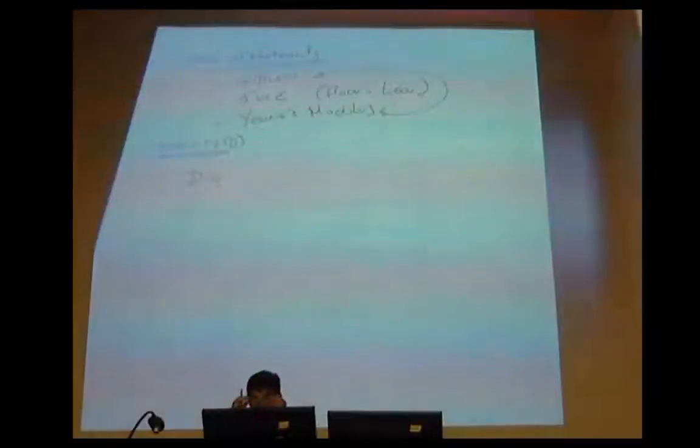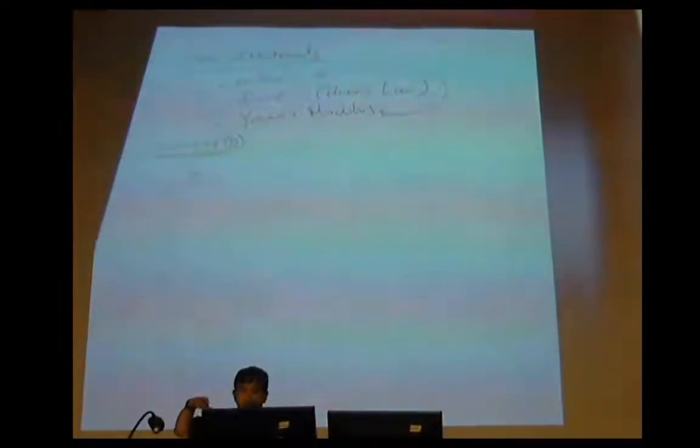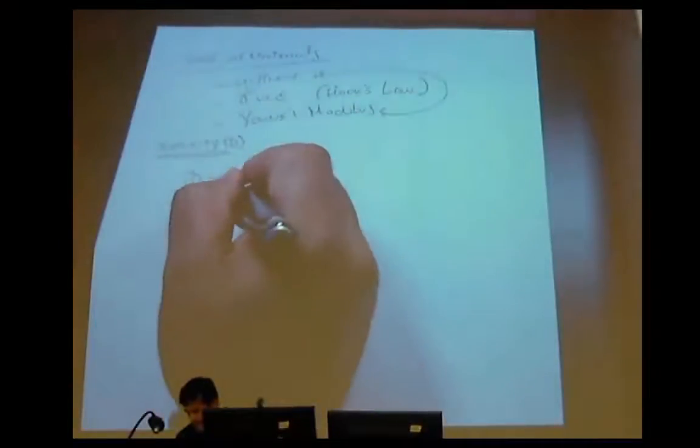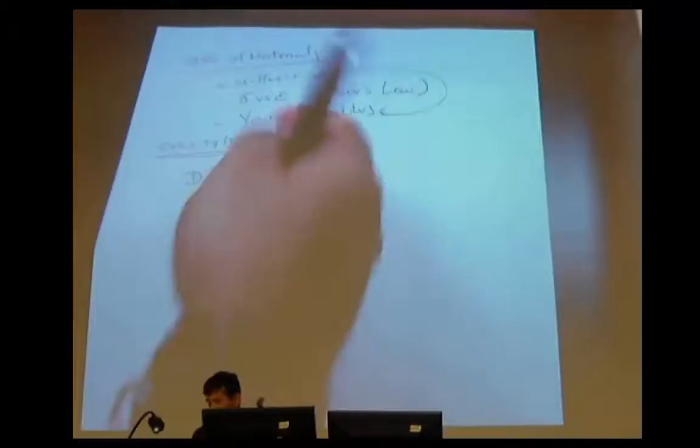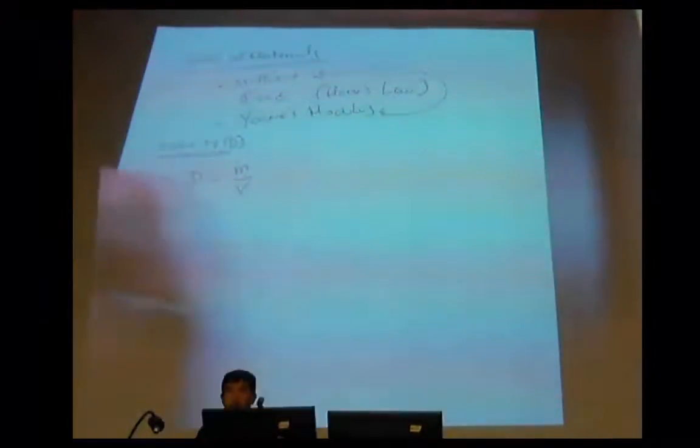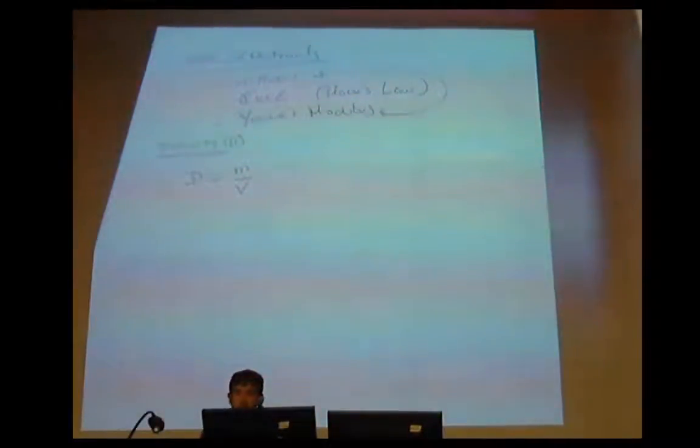We have said that density is a ratio of mass to volume. How much volume does the mass of an object occupy? And that is calculated as mass divided by volume. So for a given mass, the larger the volume, the less dense the object is.